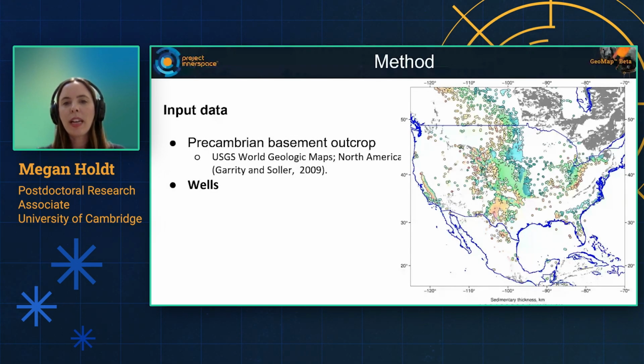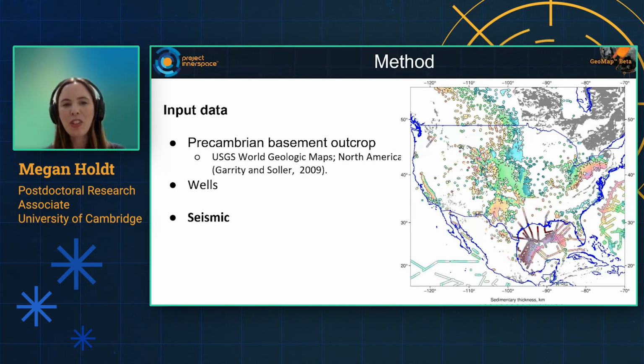So the next constraint, and one of the most important constraints, are the well data. I have almost 17,000 wells for North America. And these are excellent constraints on total sedimentary thickness, because every well is a definitive intersection of the basement. So at any location where we have a well, we have a very good constraint on total sedimentary thickness.